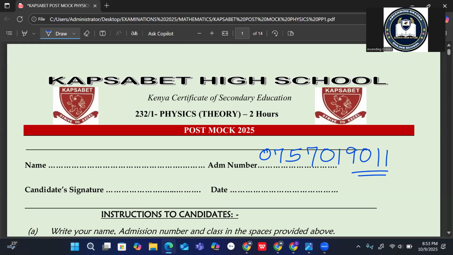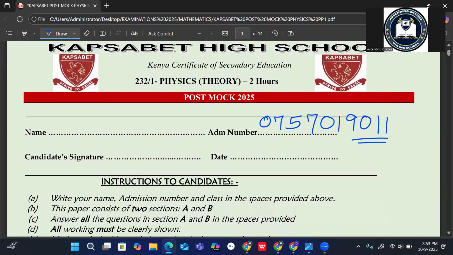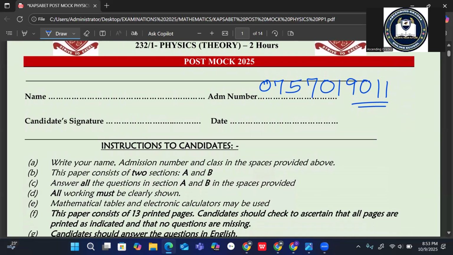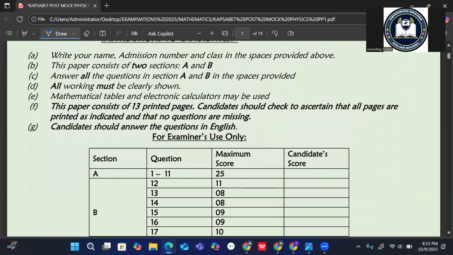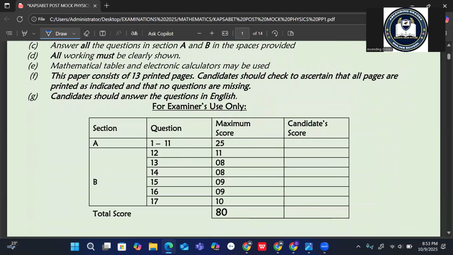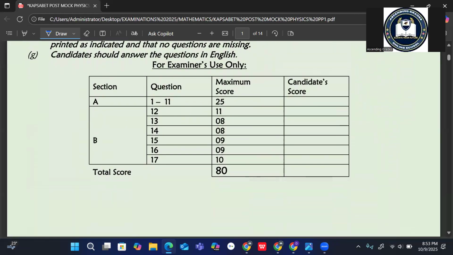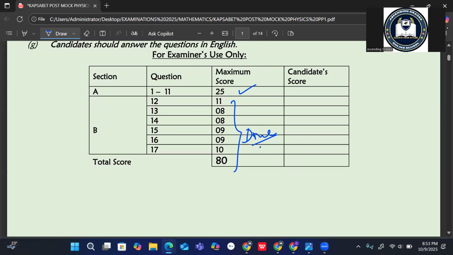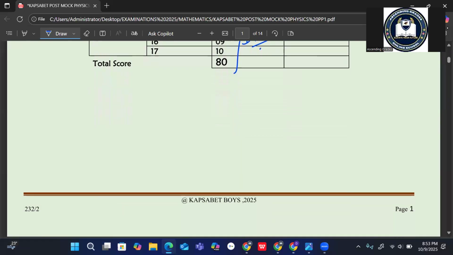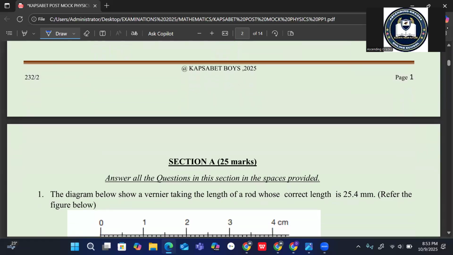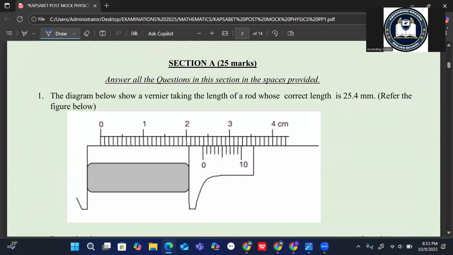So, this is the paper. We have already done section B, but for today we shall be looking at section A, which comprises 25 marks. This one is already done and uploaded. So what is remaining in section A? Let's go straight to question 1, which is about a measurement.